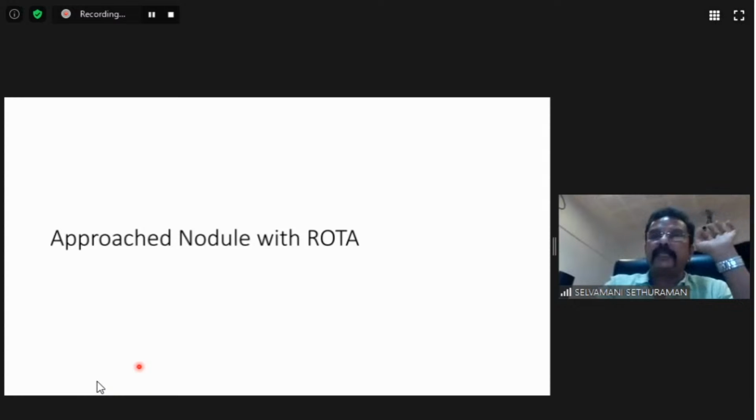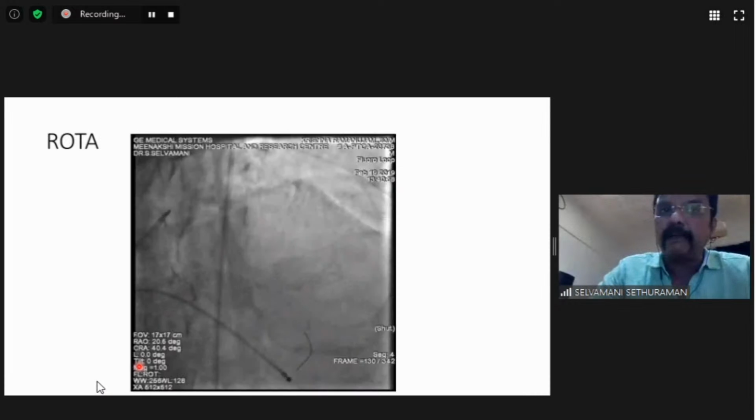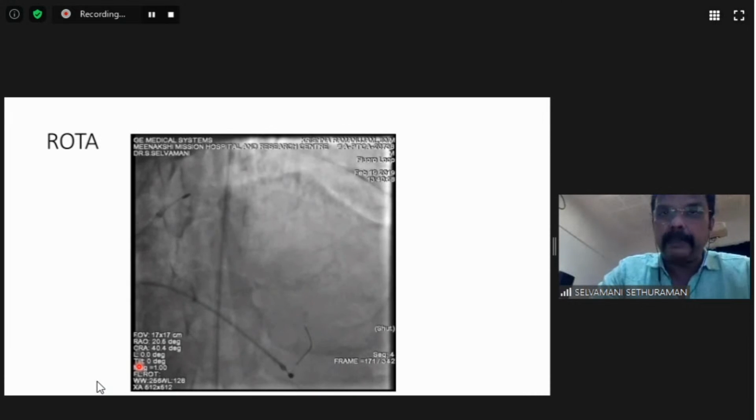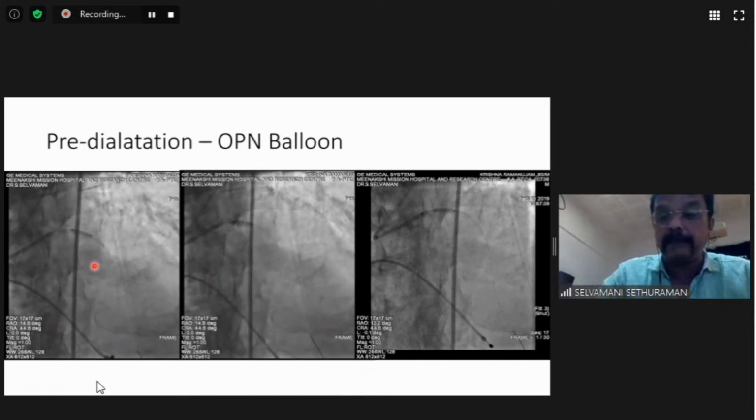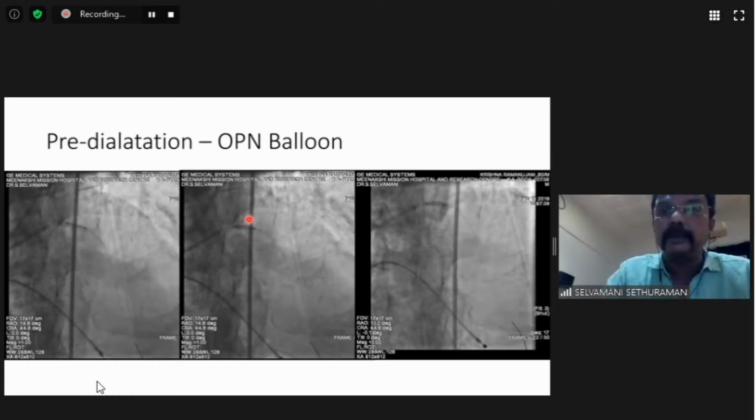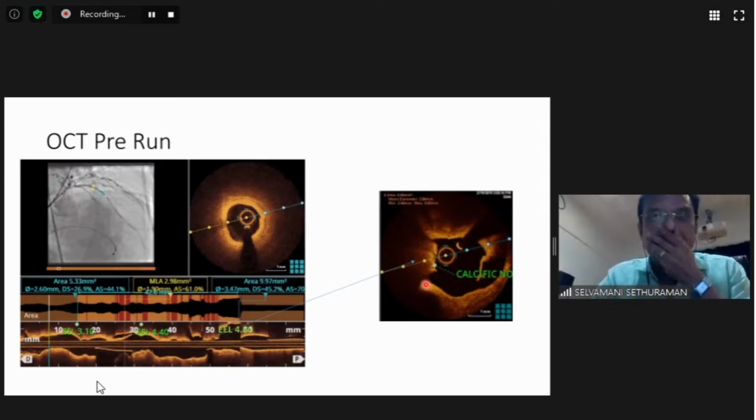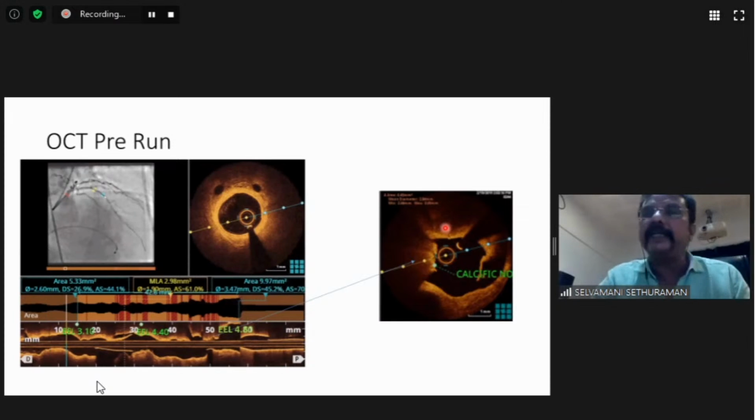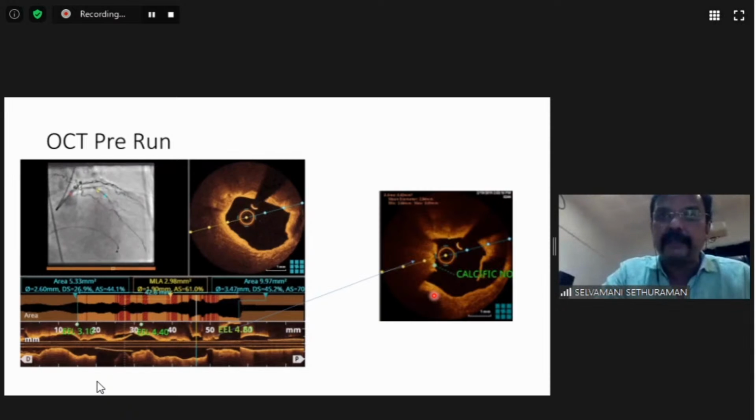But ideally, when you see a calcific nodule, the best thing is to use rota or at least very high pressure OPN balloons. So, a similar case, a significant calcified lesion. We started off after OCT with rotablation. And after rotablation in the calcific nodule area, I used an OPN balloon at high pressures, 35 atmospheres. And then after that, you see on OCT, this is the calcific nodule which is shaven off. When it is shaven like this and the balloon dilates, then you can easily compress and probably get a better stent expansion in a calcific nodule.